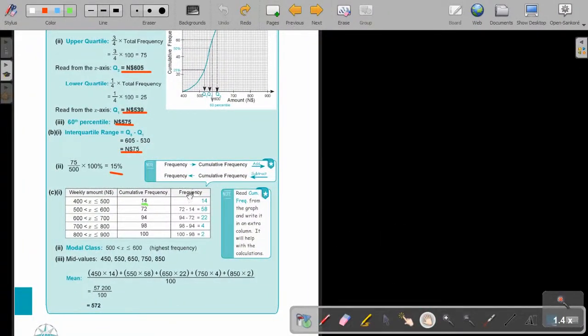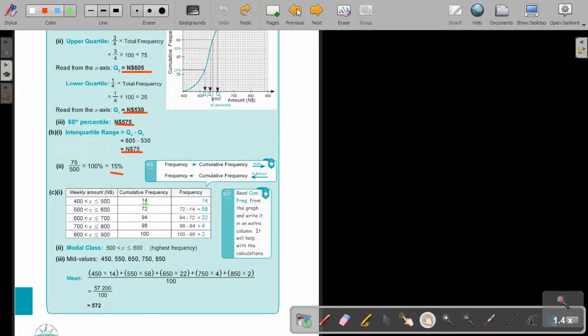But now I want to show you this, and it's important that you notice this. If I want the frequency, the first one is 14. To get this frequency, I take the bottom one and subtract the top one, and I get 58. Bottom one, subtract the top one, 22. Bottom one, subtract the top one, 4. Bottom one, subtract the top one, 2. And how can you check to see if you are correct? Just add up all of them, and that must give you the total frequency, which is often 100.